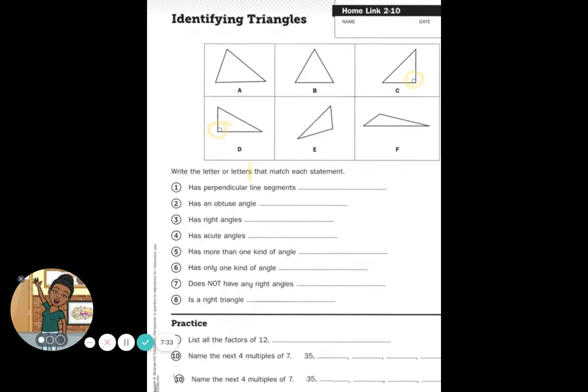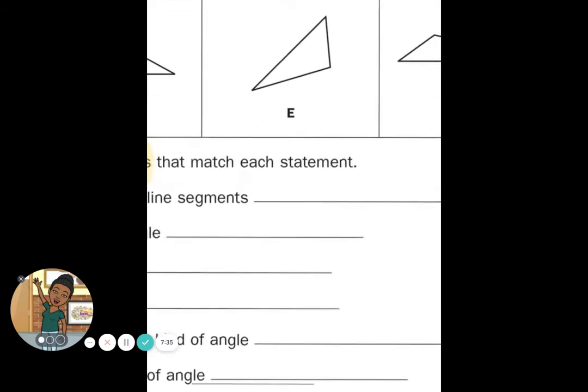there is a 90-degree angle on triangles C and D because we have that telltale little box in the corner that tells us it's a right angle, which also means it's a right triangle, which also means it has perpendicular line segments. So on that line, I would write the letters C and D. Don't separate with a comma.